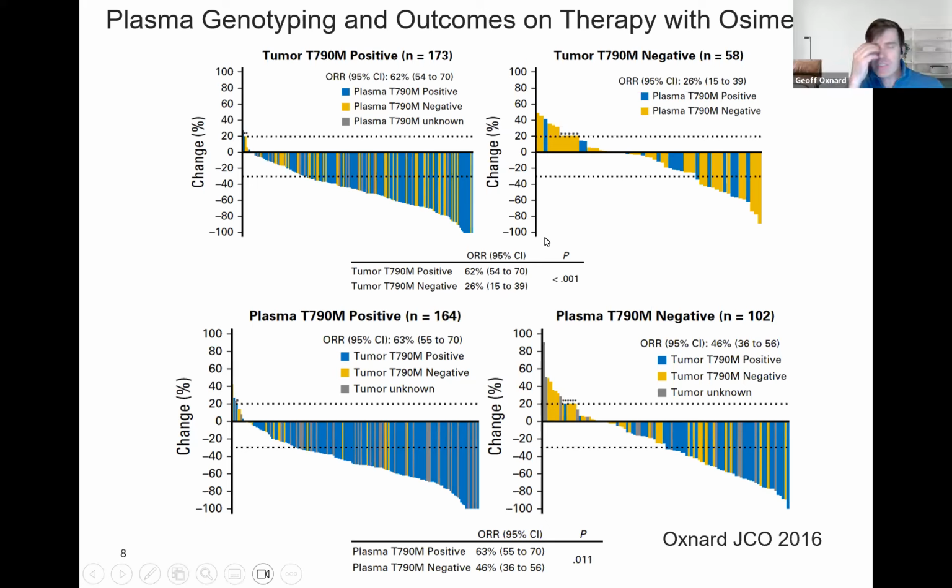And I do think we saw less than perfect concordance here because of the resistance, right? Resistance, T790M, is so heterogeneous that you'll see it in tumor but not in blood, you'll see it in blood but not in tumor, but either one was actionable. Either one was associated with therapeutic benefit.